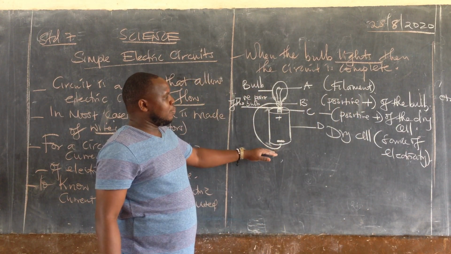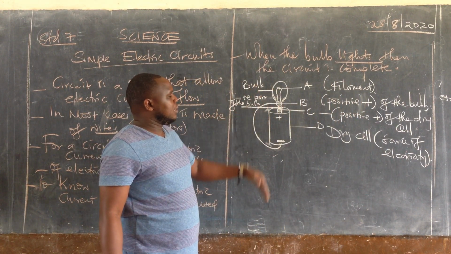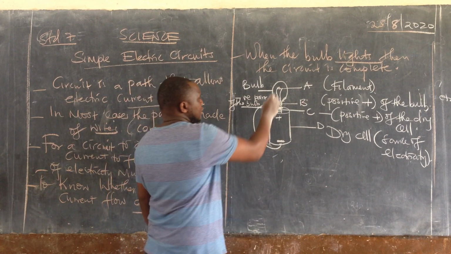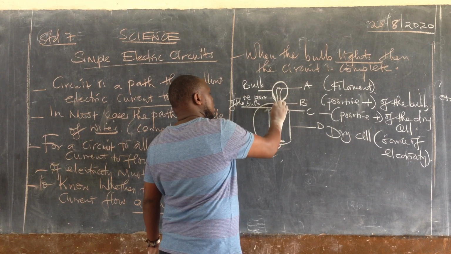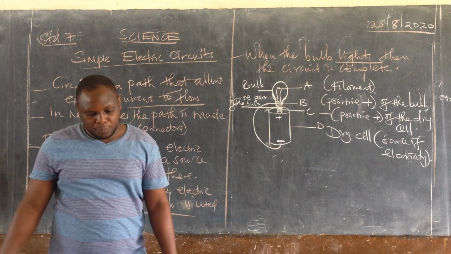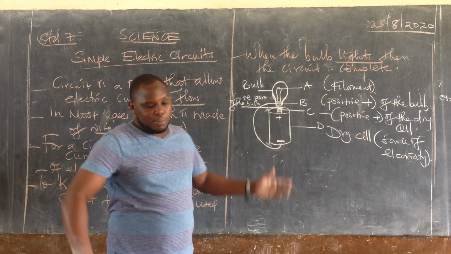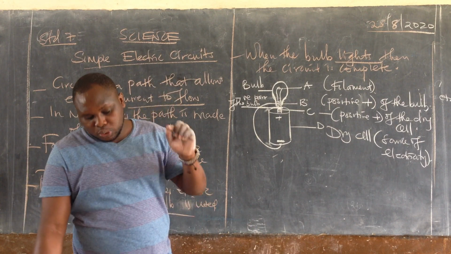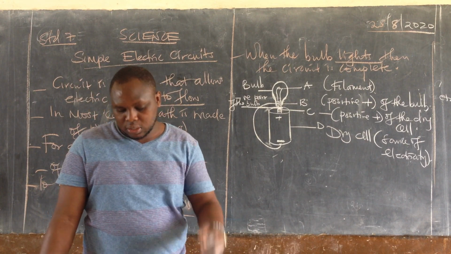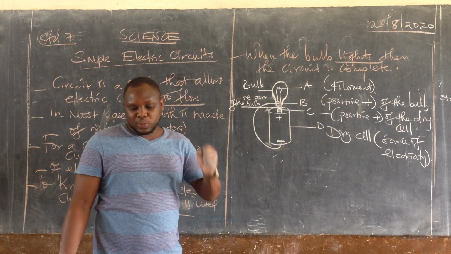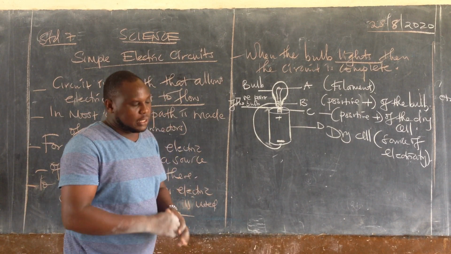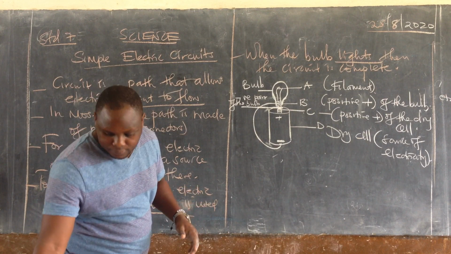So once this one is complete, you'll be able to see the bulb lighting. The bulb is going to light because the circuit is complete. So the observation we can make from here is that the bulb lights when the correct points of contact for the bulb and the dry cell are established. When the bulb lights, we say we have a complete simple circuit.